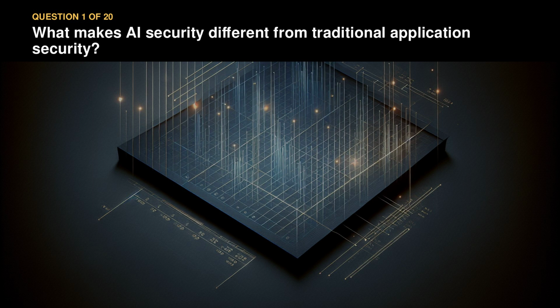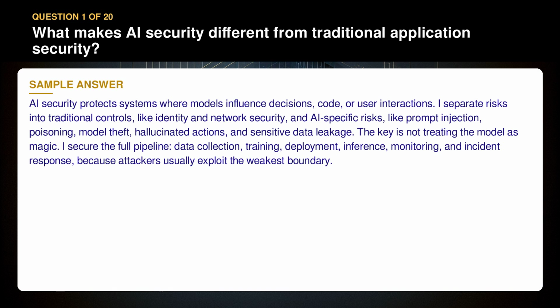Question 1. What makes AI security different from traditional application security? AI security protects systems where models influence decisions, code, or user interactions. I separate risks into traditional controls, like identity and network security, and AI-specific risks, like prompt injection, poisoning, model theft, hallucinated actions, and sensitive data leakage. The key is not treating the model as magic.